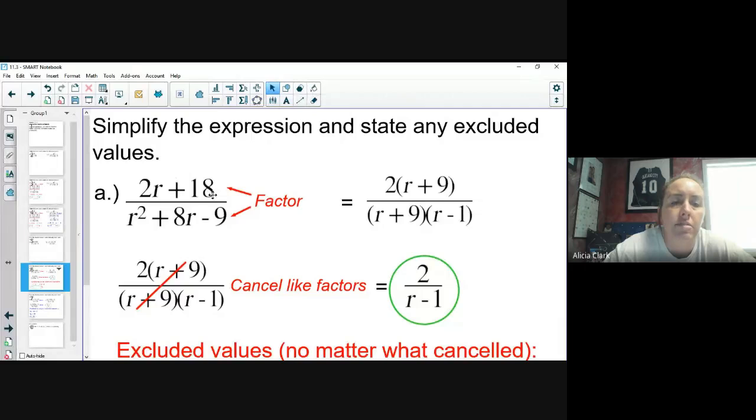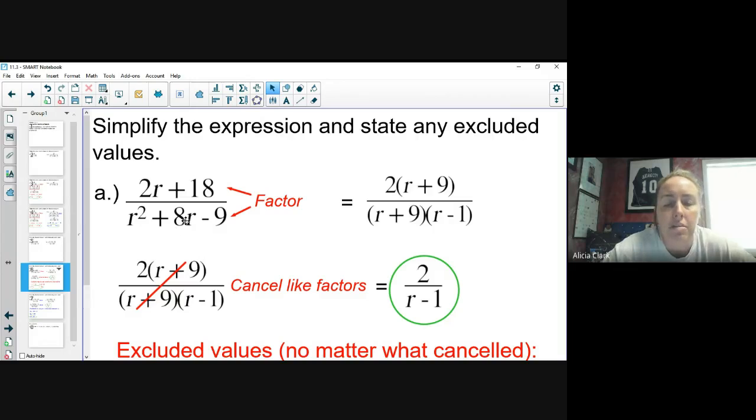So the first thing that you're going to have to do here is not only factor the bottom, but also factor the top. On the top, this is just a greatest common factor, or undo the distributive property. 2r and 18 have 2 in common. So if I factored that out, what I would have left over would be r plus 9. Remember, if you multiply this back together, you should get what you started with. So 2 times r would be 2r, 2 times 9 would be that 18.